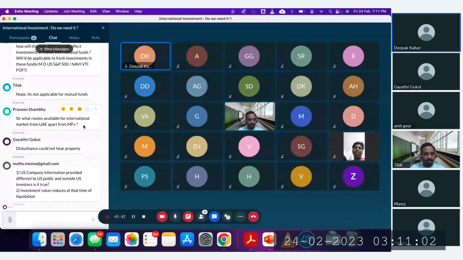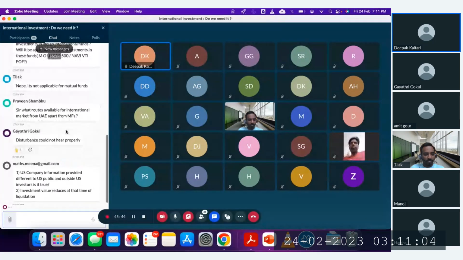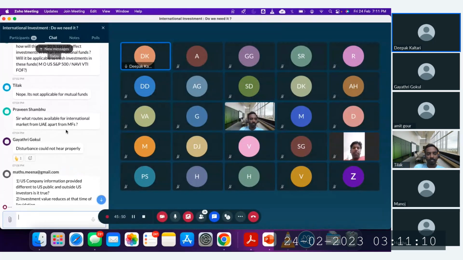Routes available for international markets from UAE apart from mutual funds. There are many routes. The most simple route is Sarva, which is again UAE based. Interactive Brokers is there. Then we have Swiss Code.